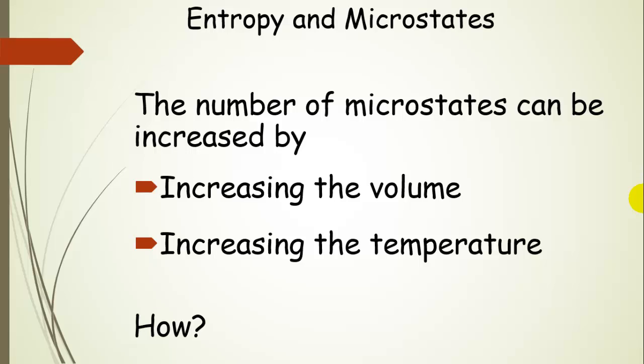Now, we can increase the number of microstates for a system in a couple of ways. One is by increasing the volume, and the other is increasing the temperature. And in this video, we're going to talk about the volume more, but we'll talk about the temperature later on. There are a lot of complicated factors involved in temperature and entropy, so we will discuss it, but we're not going to go greatly into depth.